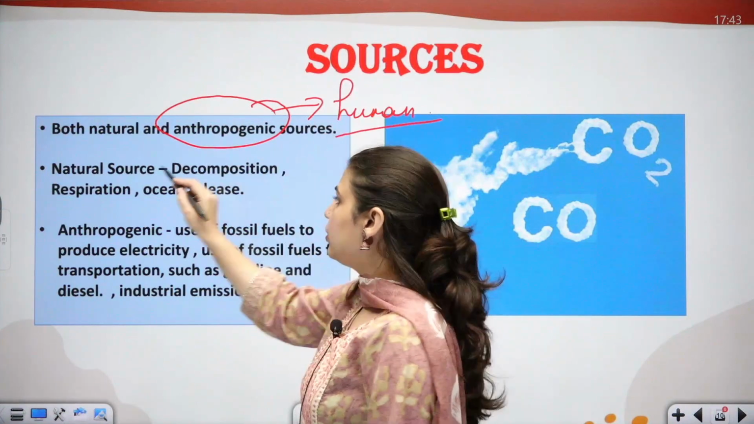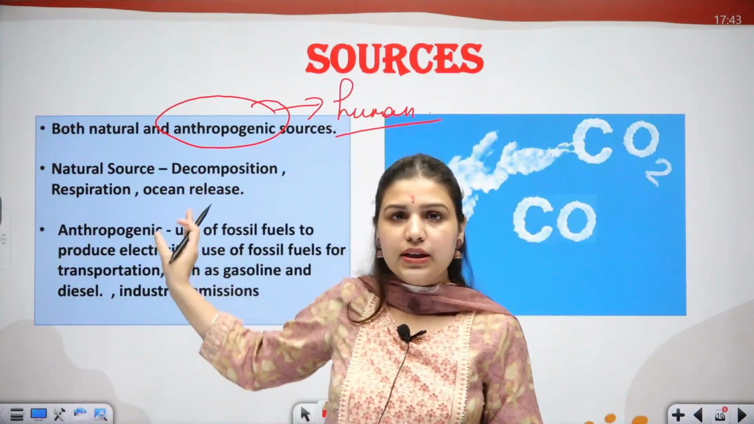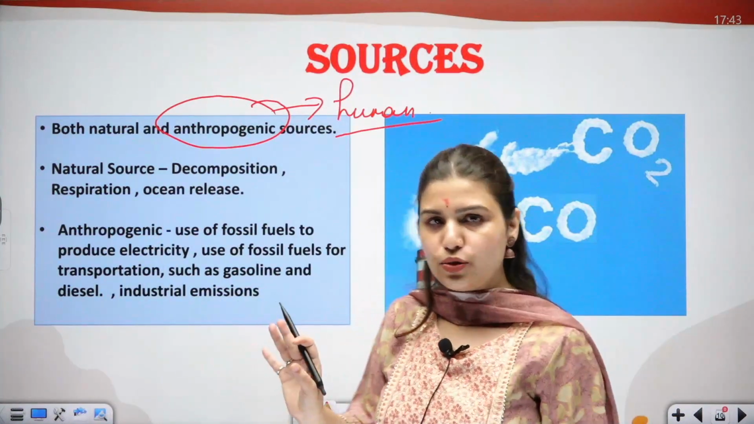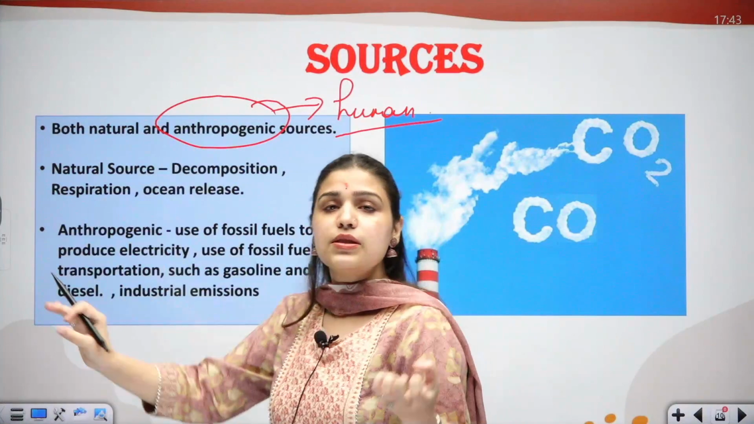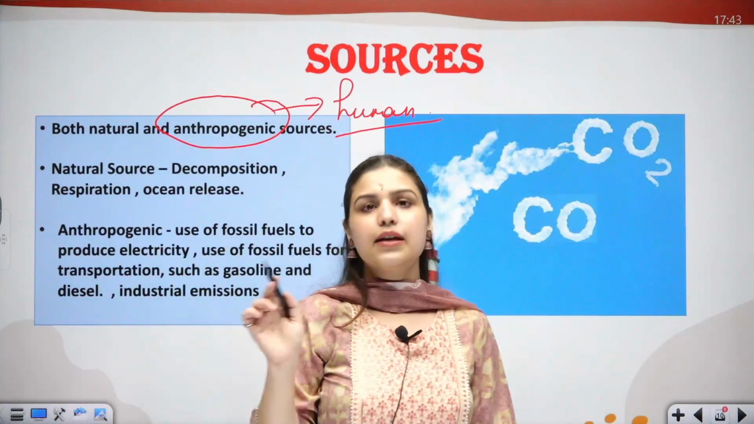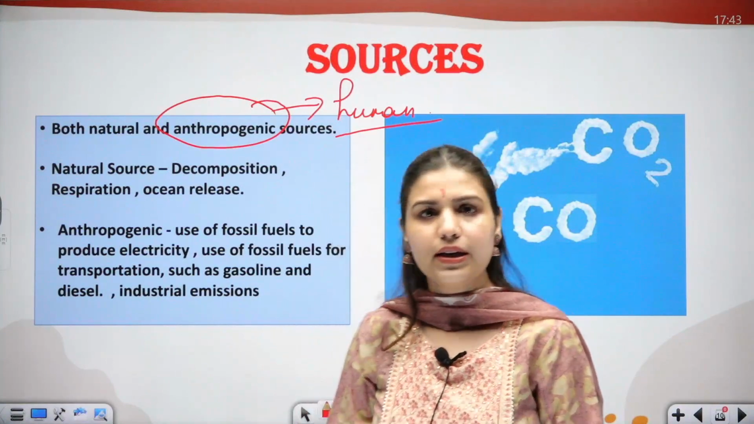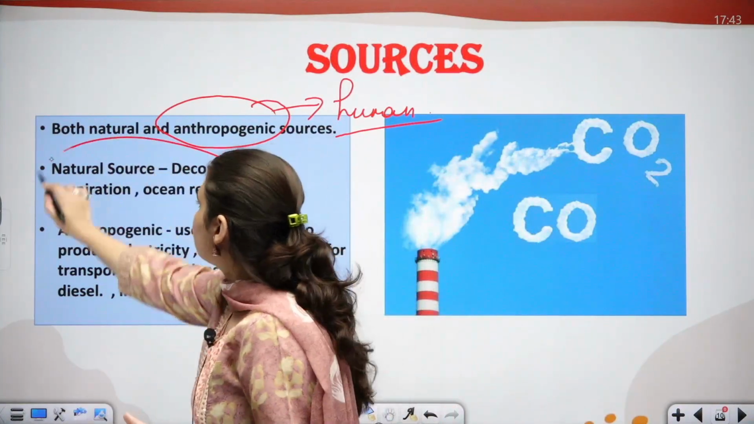So if we talk about the natural sources, we have discussed these sources in the carbon cycle as well. There are certain natural sources, and these sources are required for the ongoing flow of the carbon cycle. The carbon cycle is very important. We have seen it in the nutrient cycling process, right? So these natural sources are required.